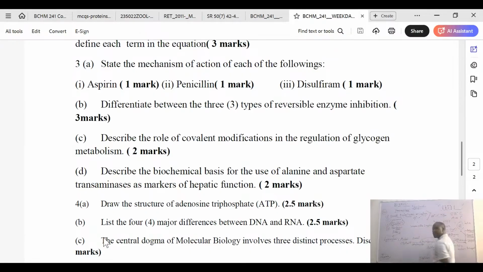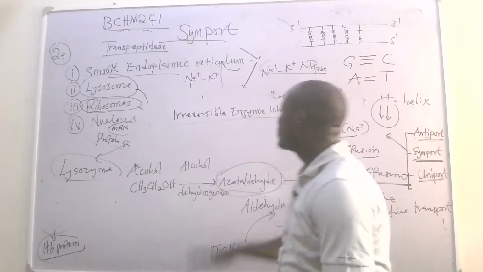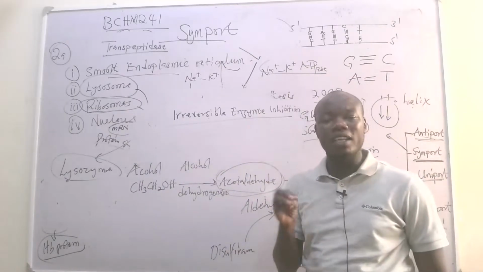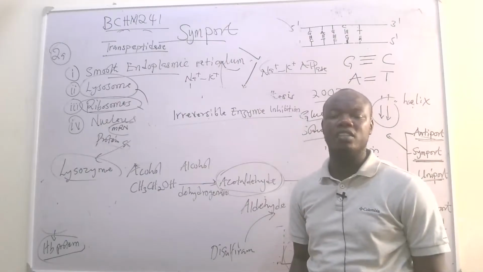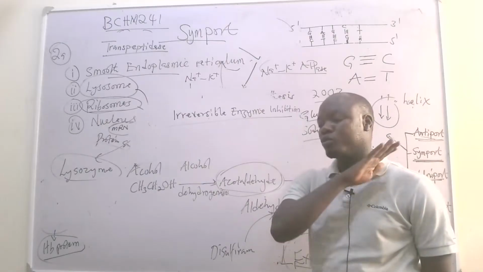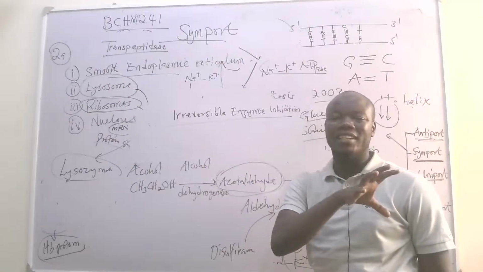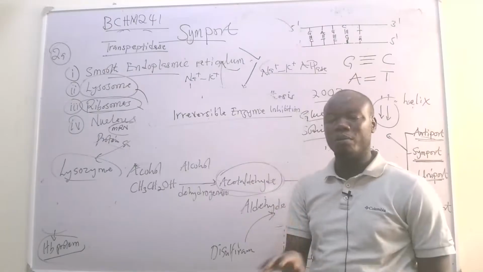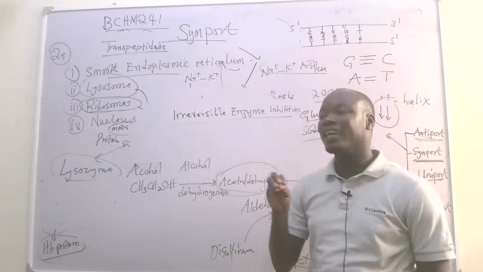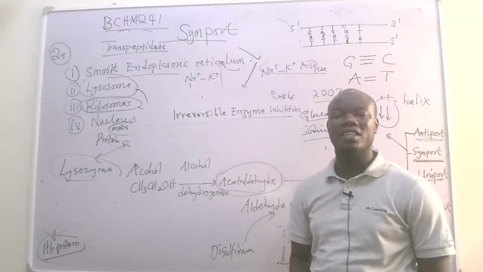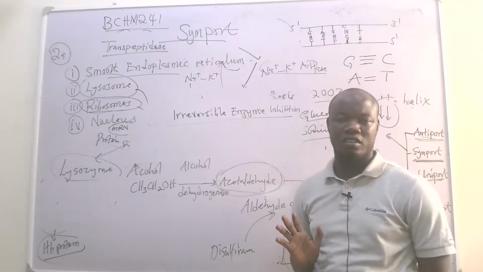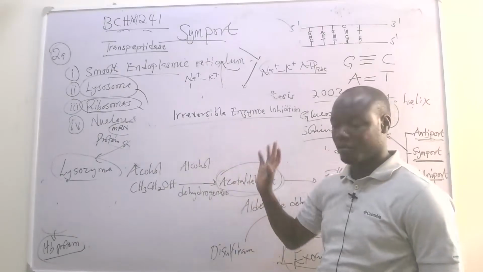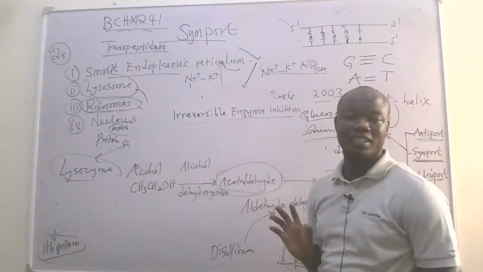Why is it called irreversible or suicide inhibition? It's because in the case of irreversible enzyme inhibition, once the inhibitor binds to the active site of the enzyme, the binding is permanent. So the enzyme will be permanently inhibited. The enzyme will permanently become inactive. That is what happens in irreversible inhibition. So it is suicide.